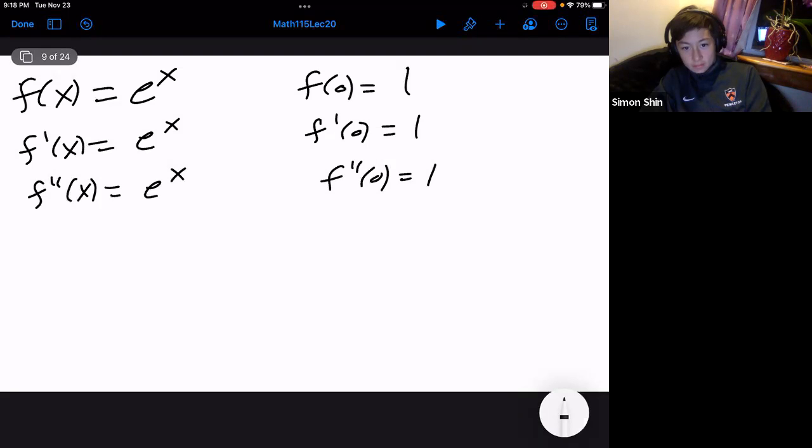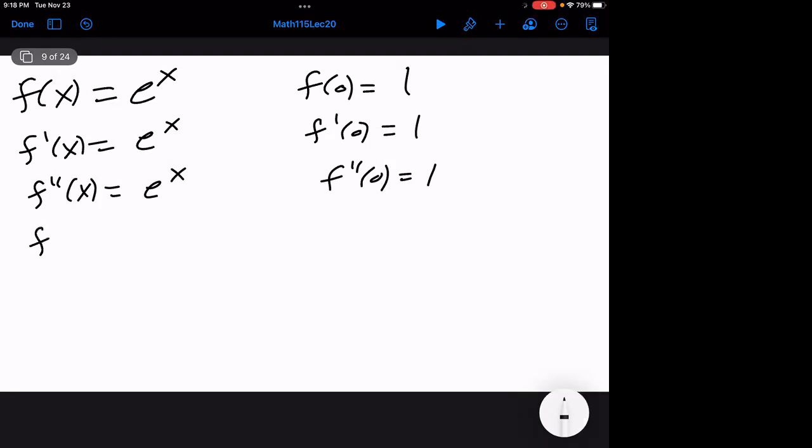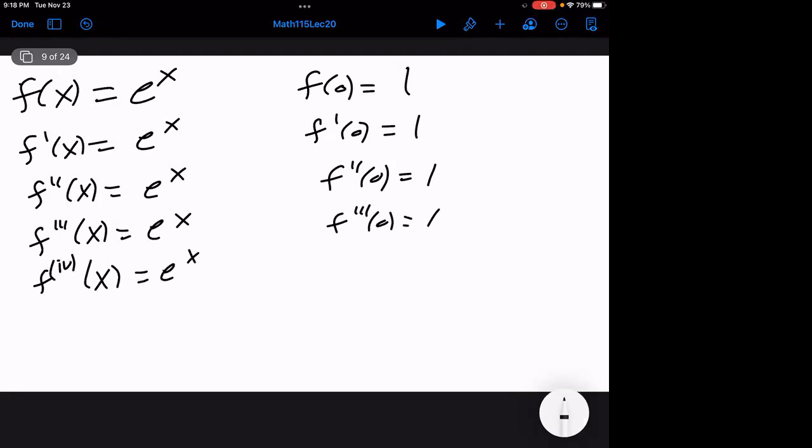Do I have to continue? Yes. F triple prime of x is e to the x. F triple prime of 0 is 1. Do I have to continue? Yes. We did both the last ones. And in a shocker, the fourth derivative is e to the x.